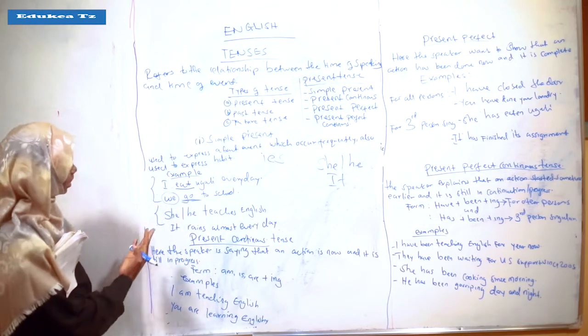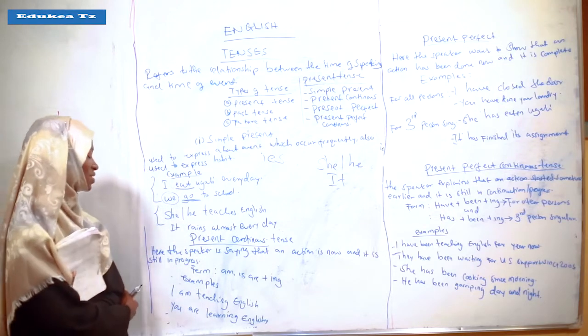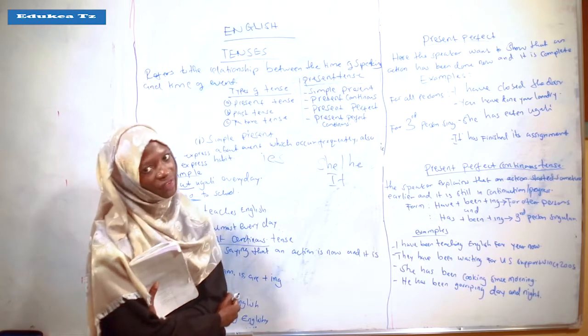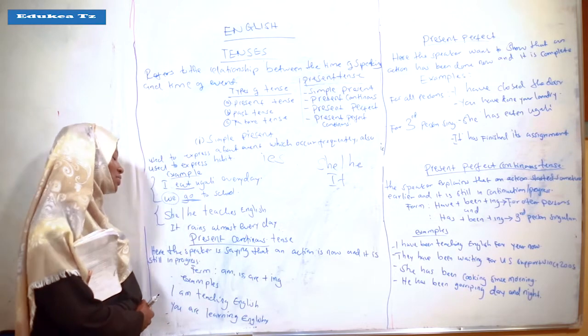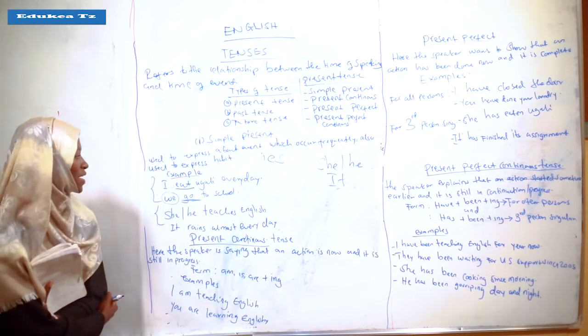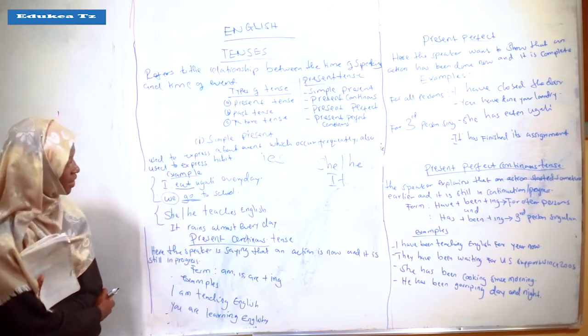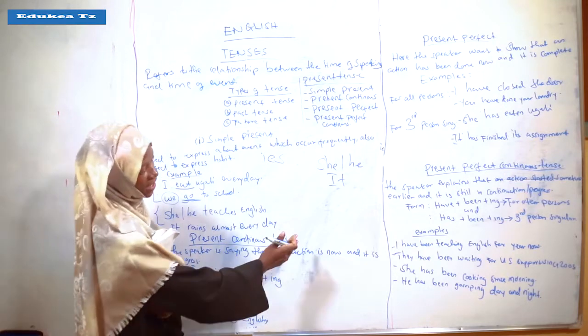Or another example, let me come up with another example: she eats ugali every day. She rides a bicycle every morning. That is the habit of somebody.